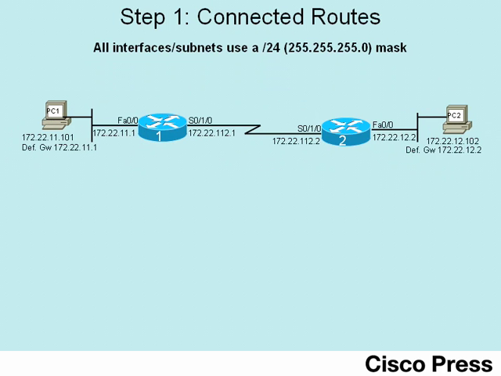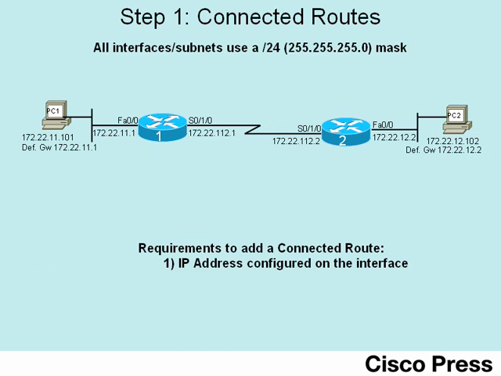So let's begin by examining connected routes. For any router to add a connected route to its routing table, the router must have an interface with an IP address configured, and that interface must be in an up and up state. Each router interface has a state that's described by 2 words. If both of those words are up, it means that that interface can send and receive packets.